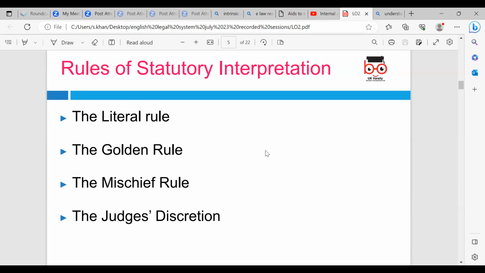As the rules can result in very different decisions, it's important to understand each of them and how they are used. So we're going to go through each one: first, the literal rule, the golden rule, the mischief rule, and the judge's discretion.